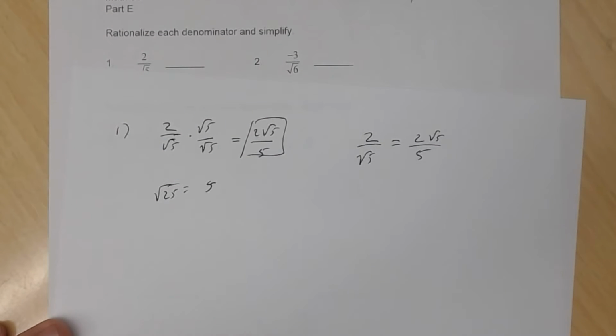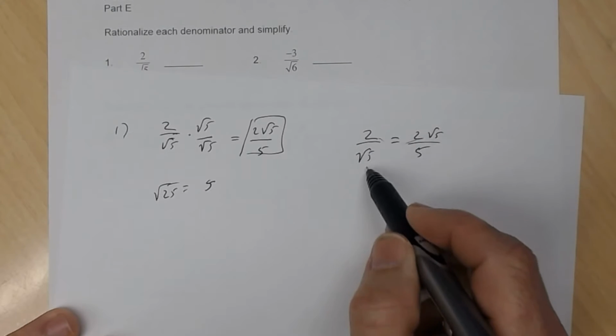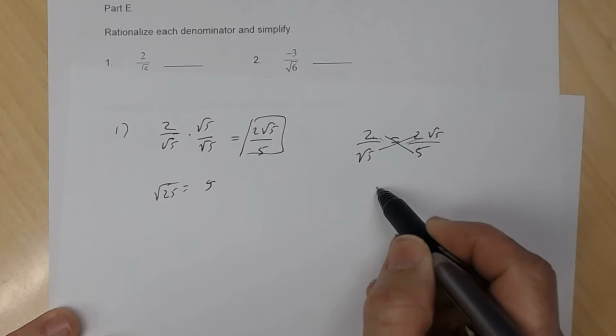Okay? And it kind of makes sense because I just want you to notice something. If I were to cross multiply, remember I have a proportion here. I have a fraction equal to a fraction. So if I were to cross multiply, 2 times 5 is 10.